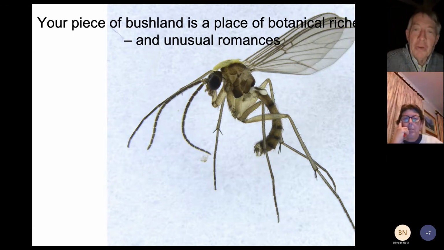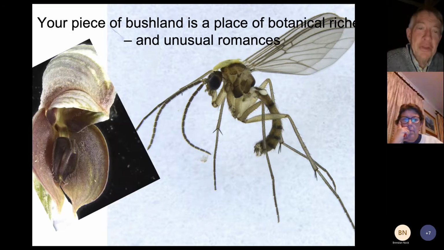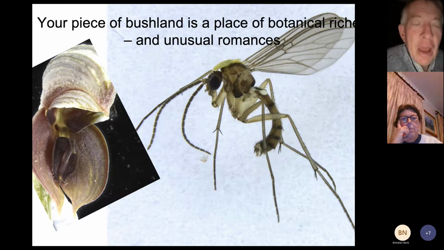But I want to share with you, fungi are one thing, but orchids and their pollination syndromes are quite another thing. And this is an orchid that, again, you have in some of your bushland habitats. It's an orchid that's common in Kings Park bushland.